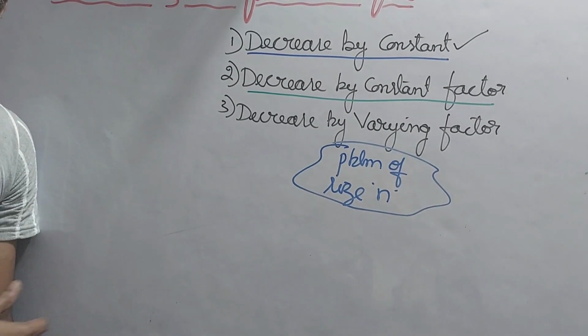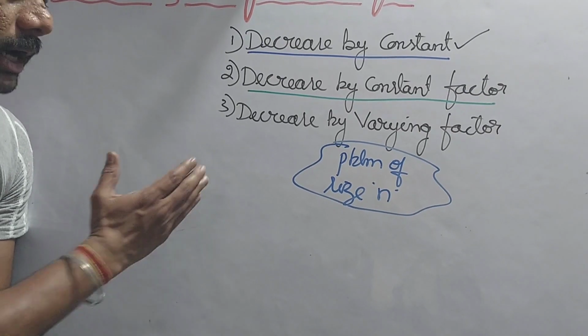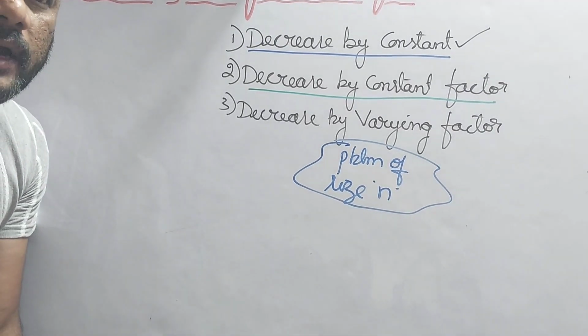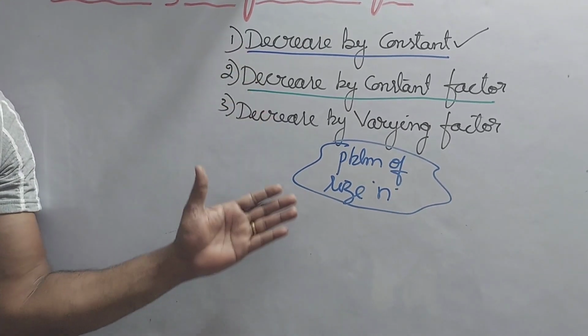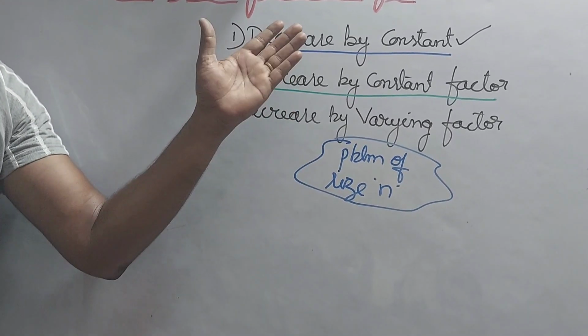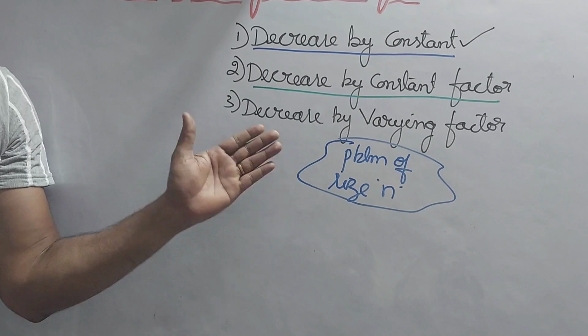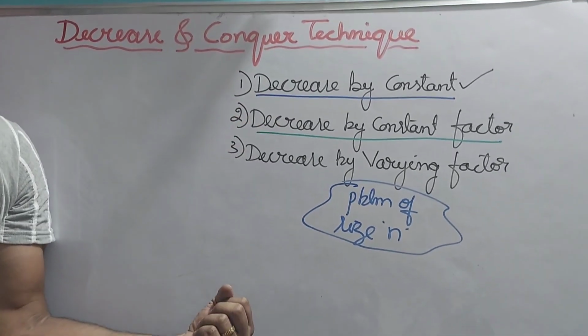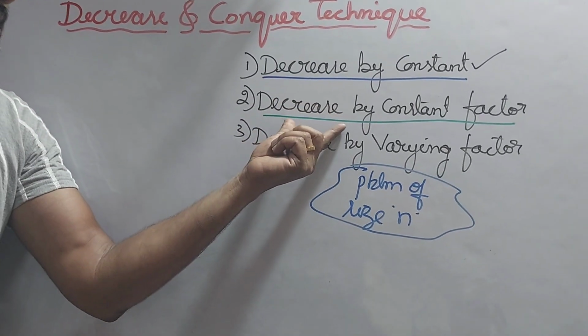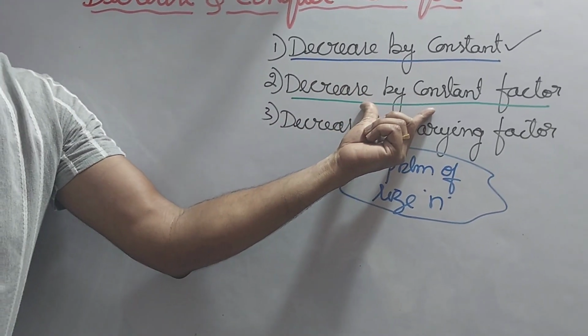Suppose the problem size is more, say 100. Then 100, 99, 98, 97, 96. It is time consuming and takes too many steps. So it is not the best method, because every time we need to reduce it by 1. To overcome that disadvantage, we go for the next method called decrease by constant factor.